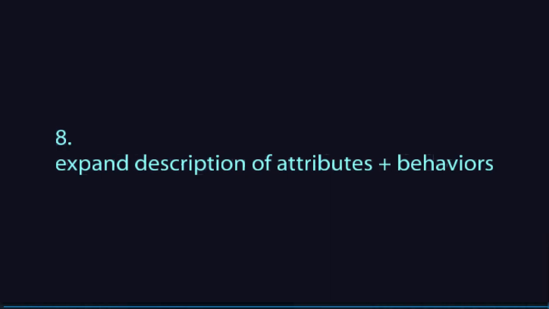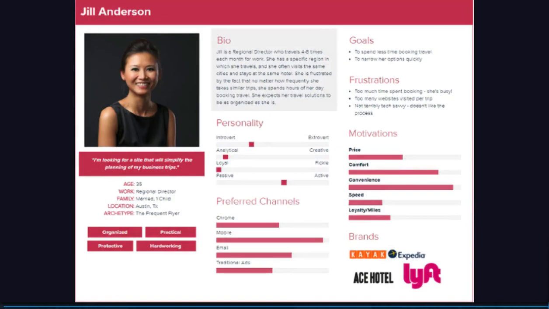Okay, and then finally we expand the description of attributes and behaviors. And we create a descriptive narrative and a photo collage. And we generally come up with a poster. And I have another video in which I'll show you a poster that's exemplary. This is a really good example of a poster. It contains a stock photo, a made-up name, a bio, and then there are several slider mechanisms that allow you to easily compare this persona to other personas.